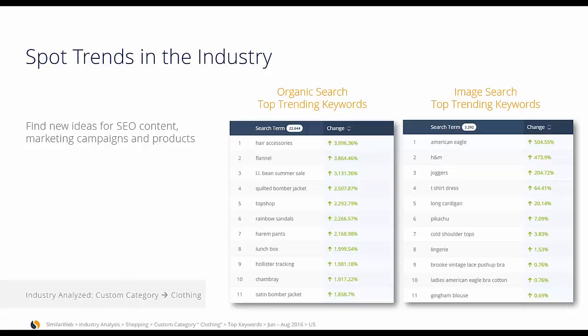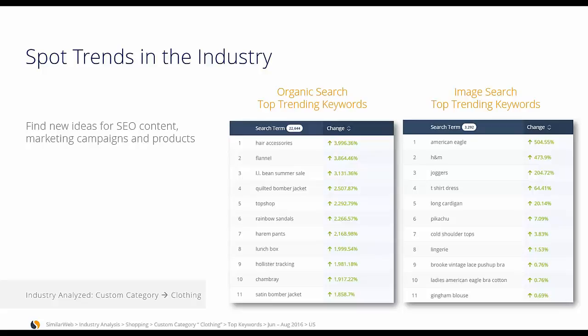Within the industry, we can take it from the macro, let's say, where the traffic comes from, down to the micro. We can see how consumers and how intent is changing. In SimilarWeb, everything is sortable by change. So we can start to see what are the top things that are trending over the summer. If we look at the organic search terms, it's the LL Bean summer sale. It's a very popular summer sale. Searches over that period are up 3,000%.